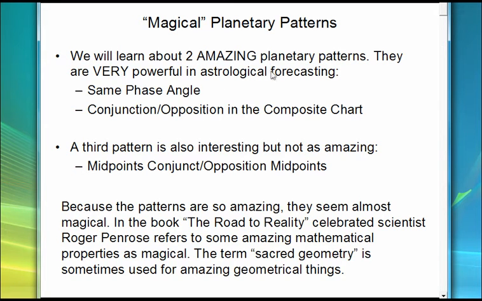Two incredible patterns are the same phase angle and conjunctions and oppositions in the composite chart. These are related to the transiting planets and natal planets. I'll explain all this shortly. And if you know about the composite chart, you may say, oh, big deal, he's just going to talk about the composite chart, using it in transits. Nothing new. I think I'll go to another channel, watch something else.